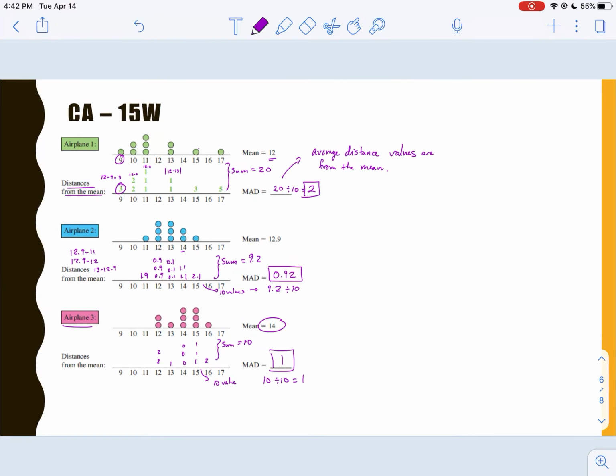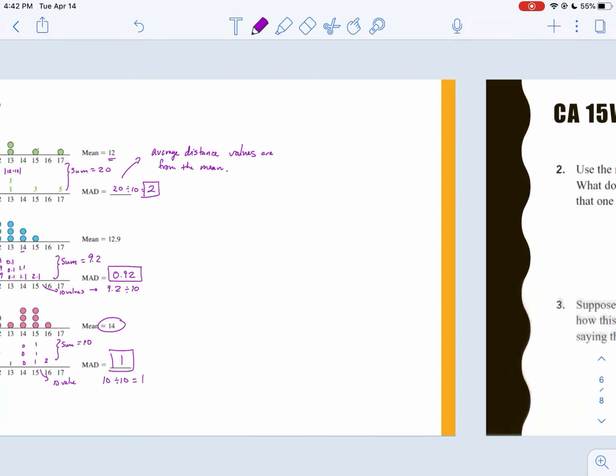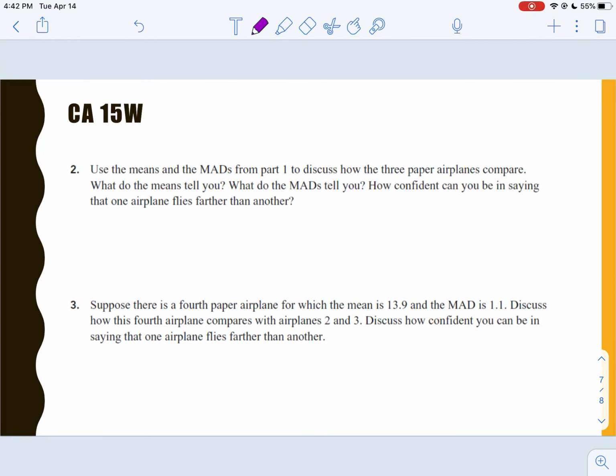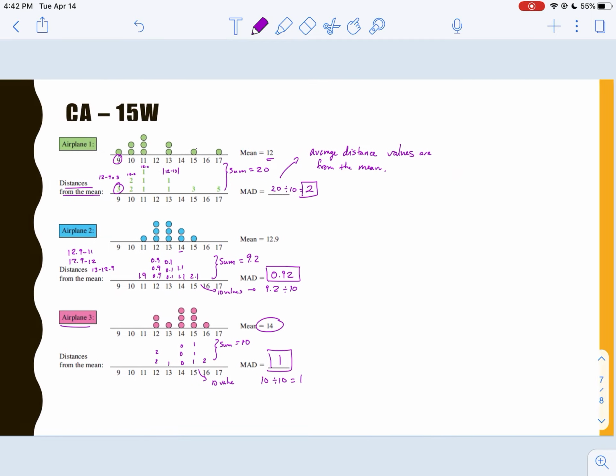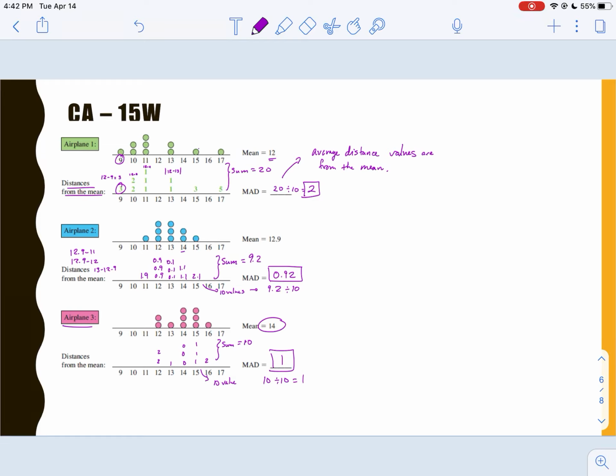All right. So I think the next page or the next questions are going to ask us to use the means and the MADs from part 1 to discuss how the three paper airplanes compare. So how do they compare? Pause the video and just think about it for yourself a second. How do they compare?